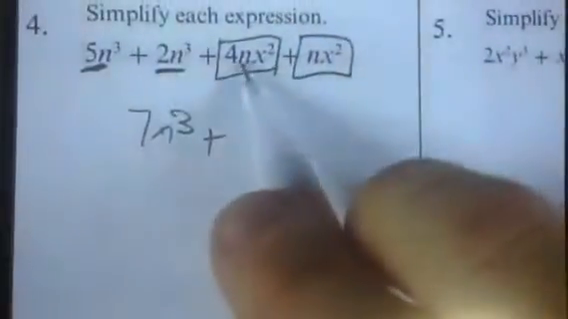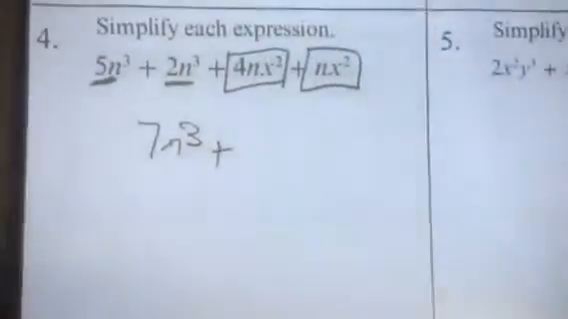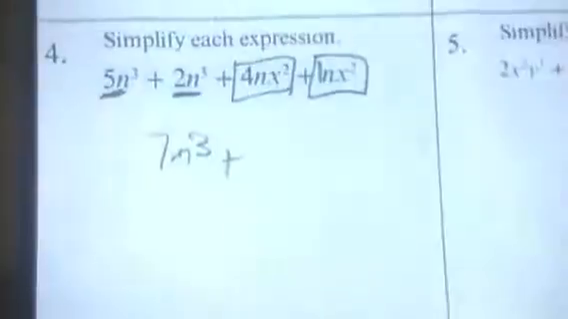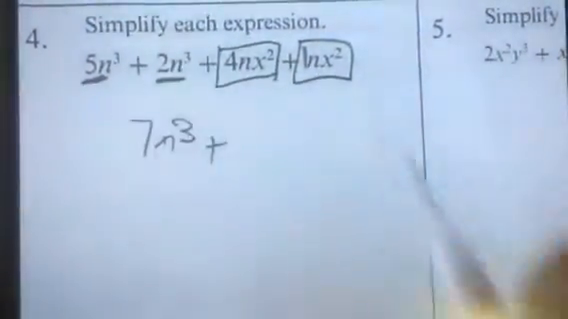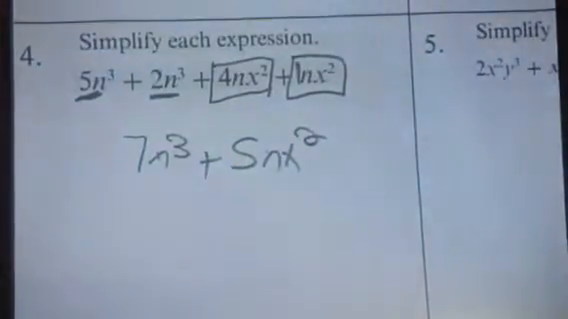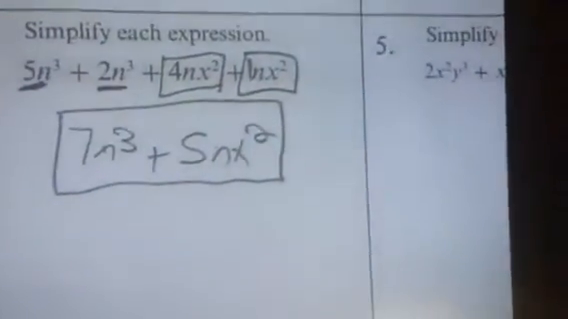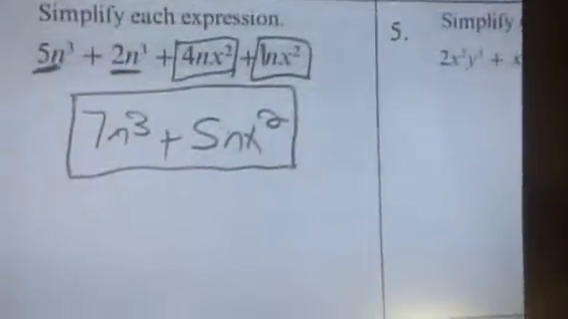So 5n cubed plus 2n cubed gives me 7n cubed plus 4nx squared plus, there's an understood 1 right here. If you don't see a coefficient, the understood coefficient is 1. 4nx squared plus 1nx squared gives me 5nx squared. So 7n cubed plus 5nx squared. I cannot combine those because they are not like terms. They do not have the same variables raised to the same power.